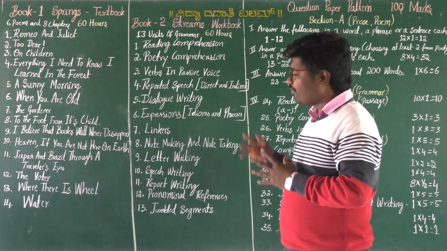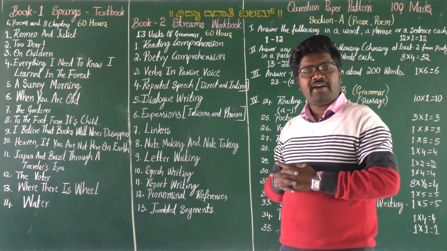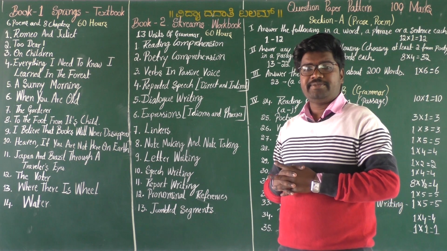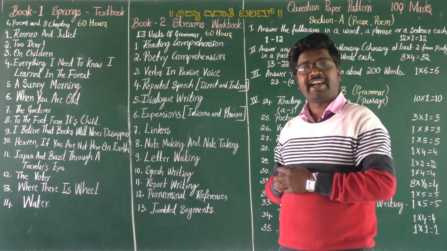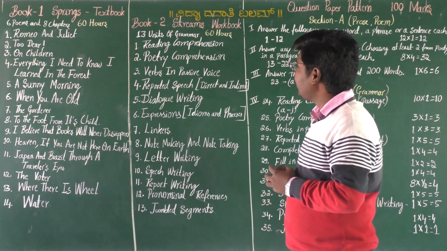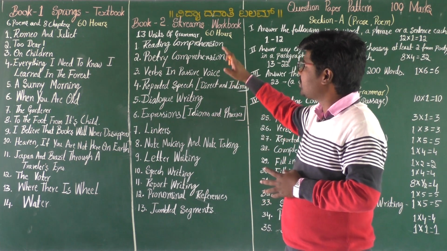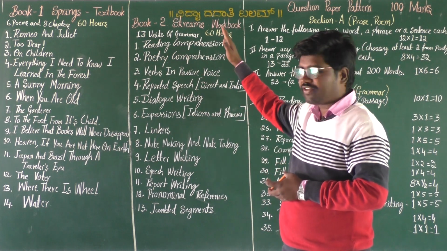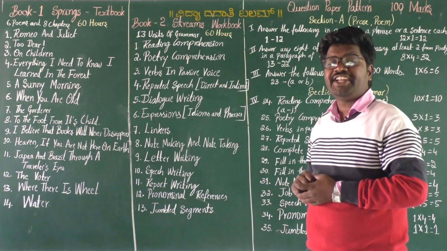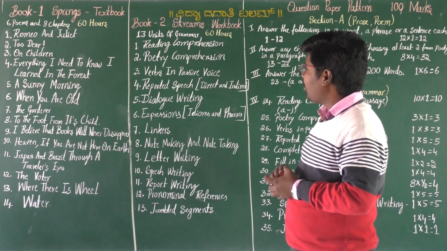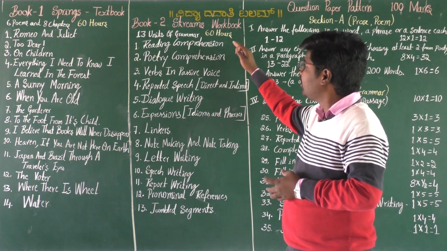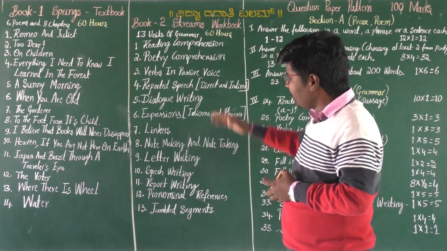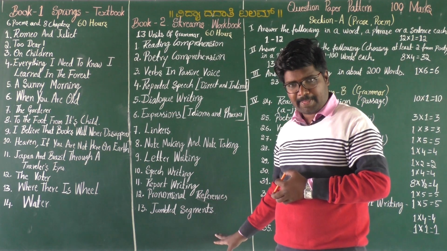To acquire knowledge with LSRW skills: listening, speaking, reading, writing. Here in Streams, which we call a workbook, there will be 13 units of grammar. Hours allotted for Streams are 60 hours.